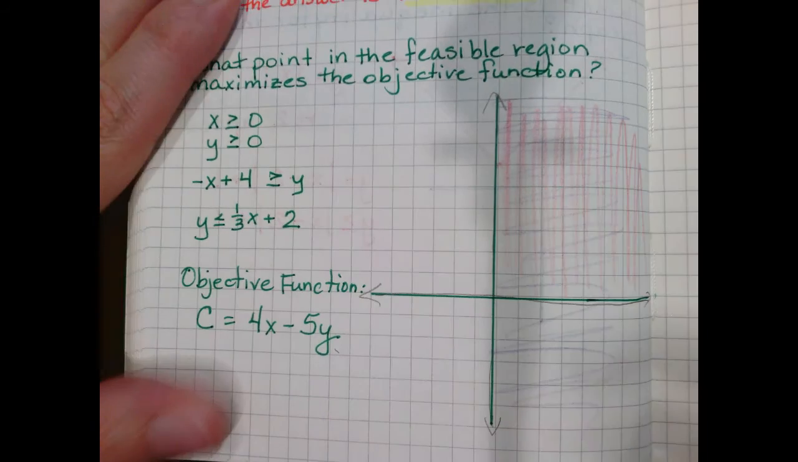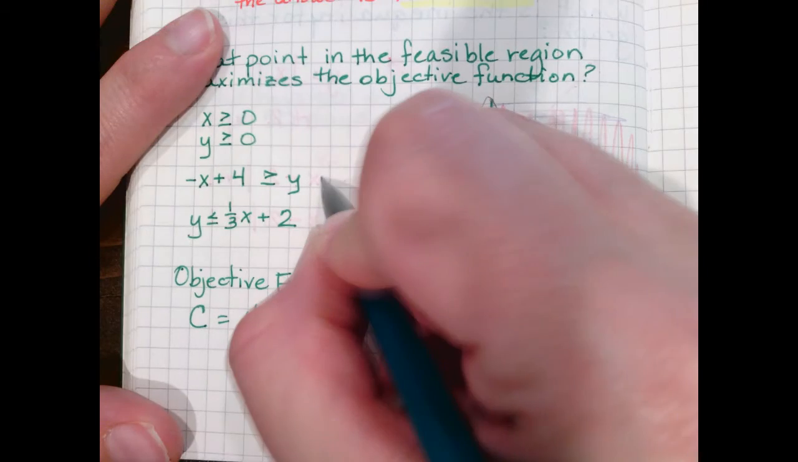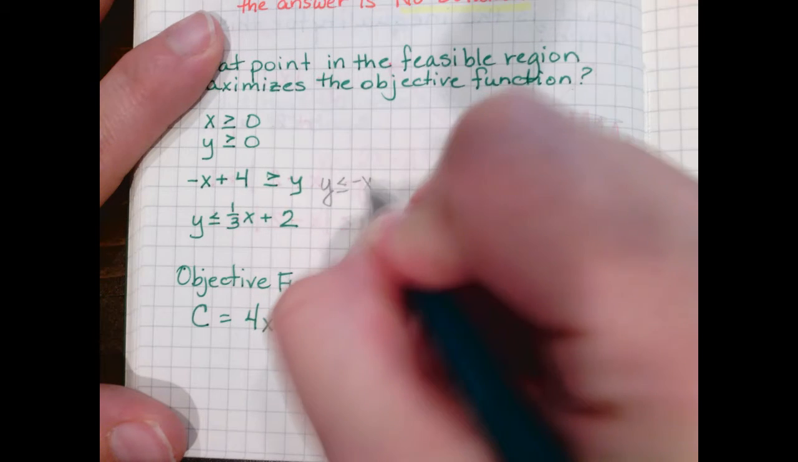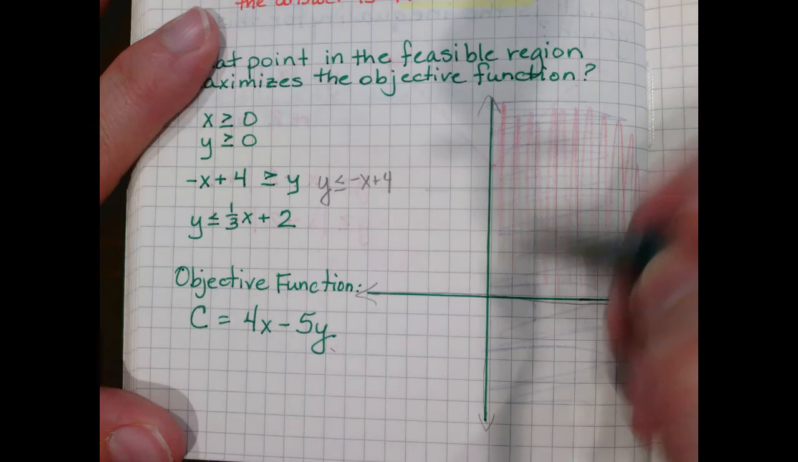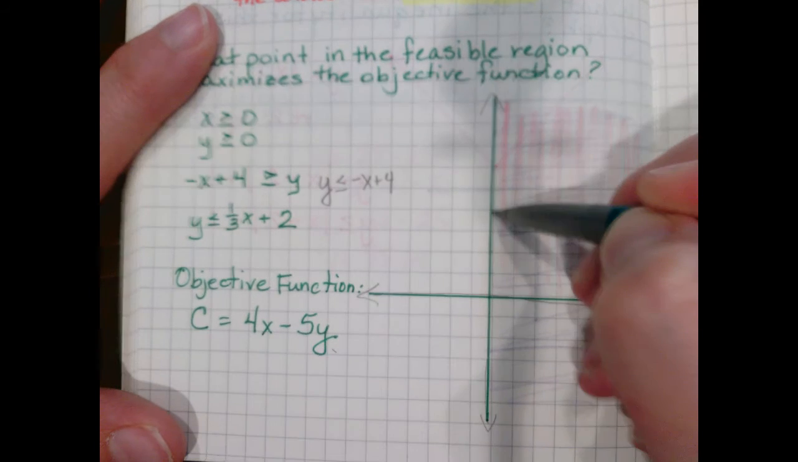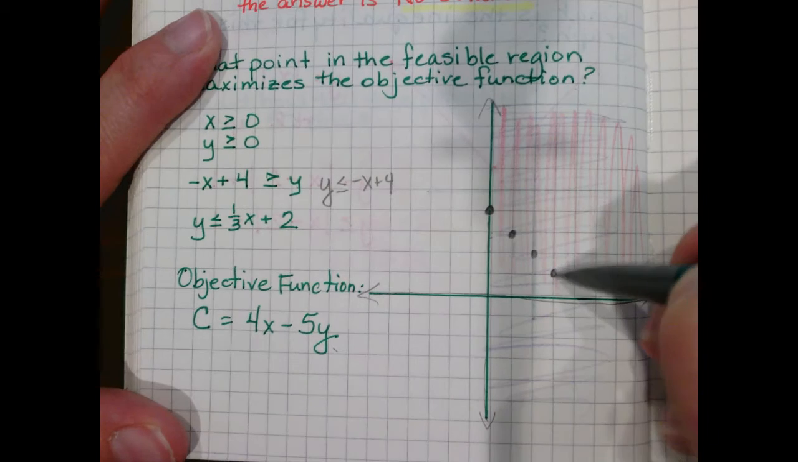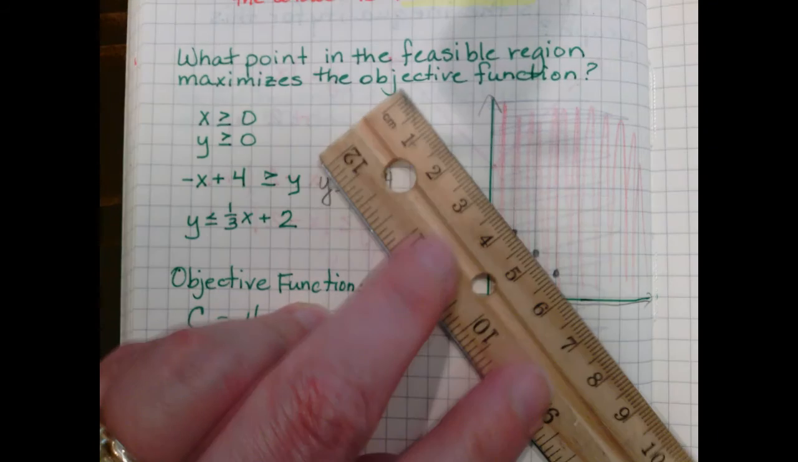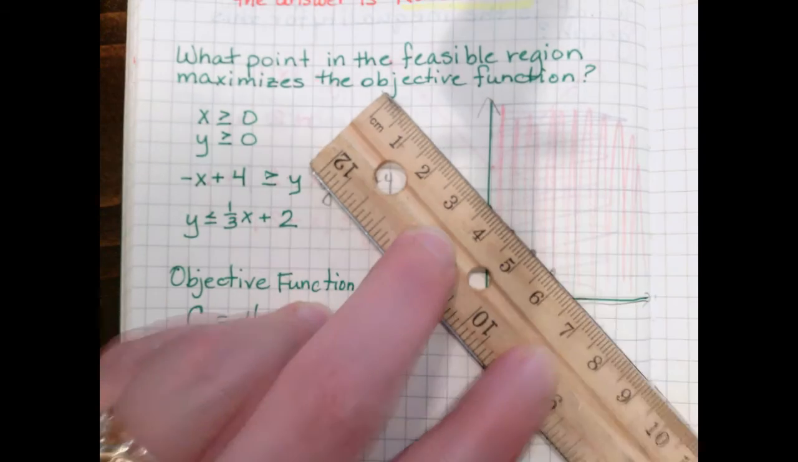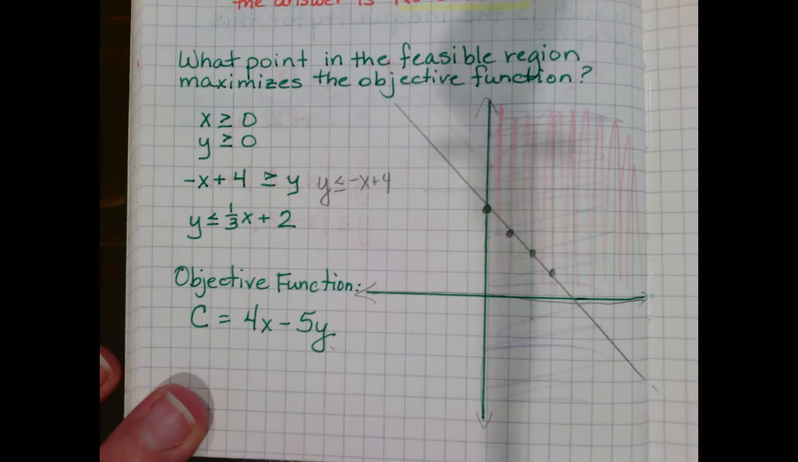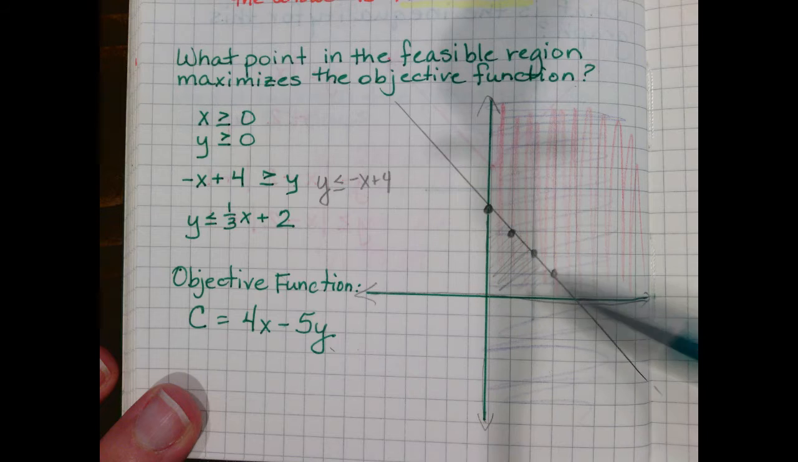Okay, next, this one's kind of turned around a little bit. So we might want to think of this as y is less than negative x plus 4. So we'll graph y equals negative x plus 4. We'll go up to 4, and then we want to get our slope. I'm going to use a straight edge to get that. And this is less than. So now we're zeroing in on the region here.